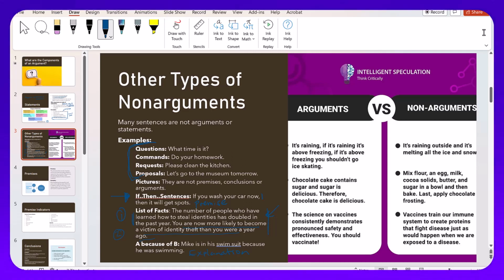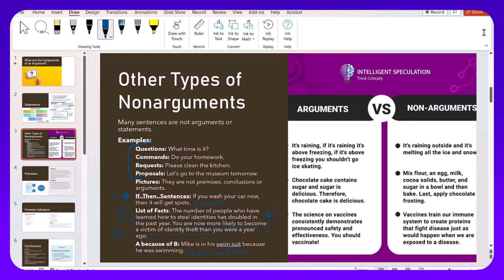And then I think that's the commands, requests, proposals. I think we got them all. So these are all different types of, again, non-arguments that aren't considered statements. They're sentences. So not all sentences are arguments or statements, essentially, is the key with this. And knowing that some of these, especially, again, if-then, list of facts, and A because of B, can be tricky.